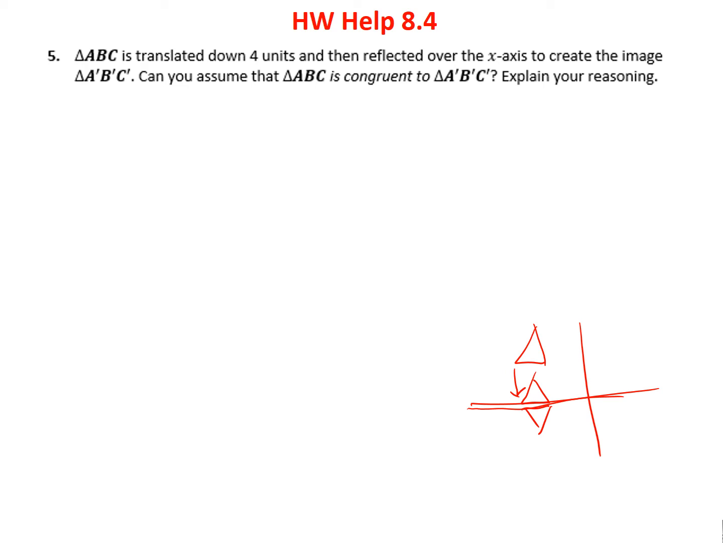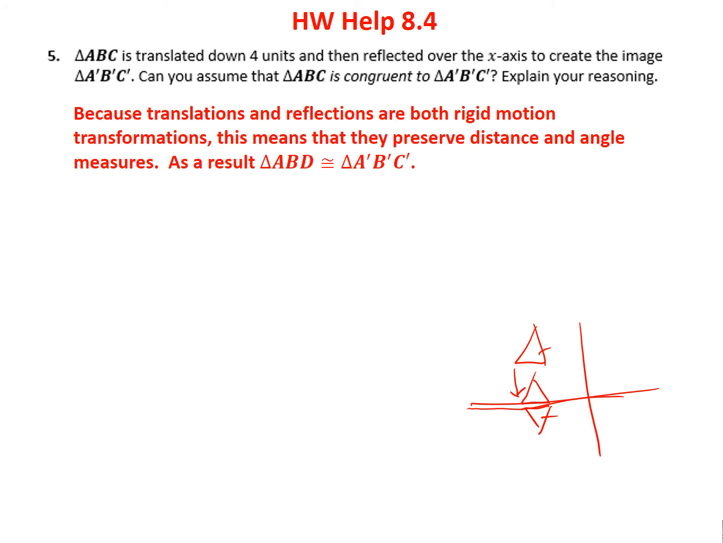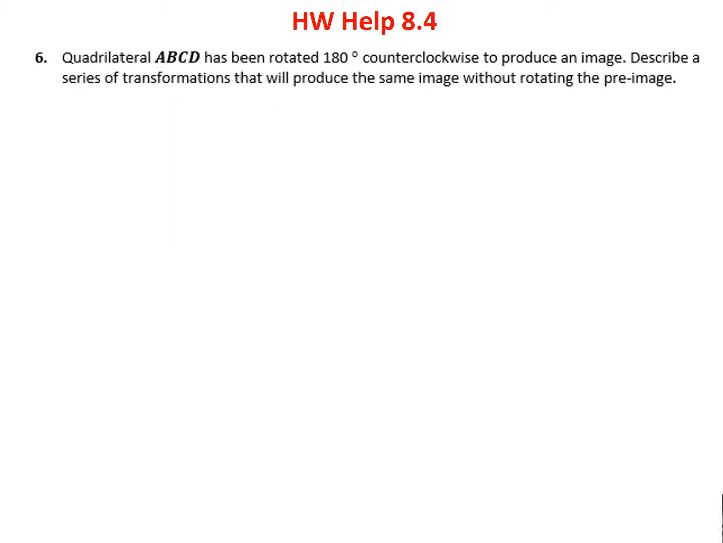And the question is, can you assume that this triangle and this triangle are congruent? And the answer is yes, because both a translation and a reflection are rigid motions. Rigid motion means that the distance, the length of the sides, and the angles don't change. So as a result, you know that those two triangles are going to be the same. They will remain congruent. Rigid motions preserve distance and angle measure.